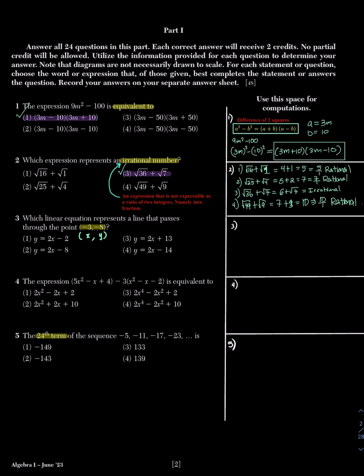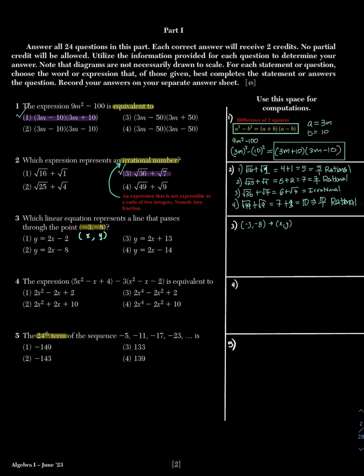Moving on to question number 3. Which linear equation represents a line that passes through the point -3, negative 8? So notice that -3, negative 8 is our x and y coordinate. This is our x and y coordinate.